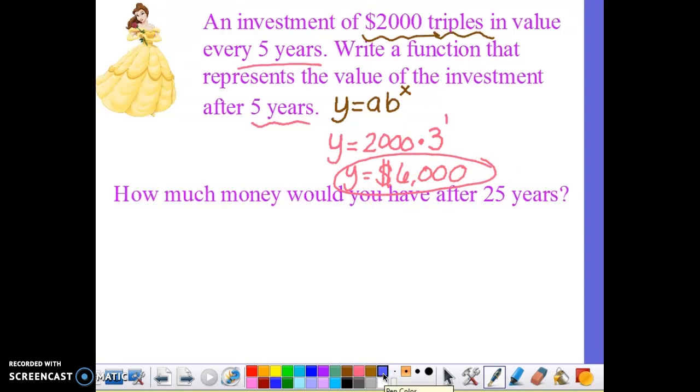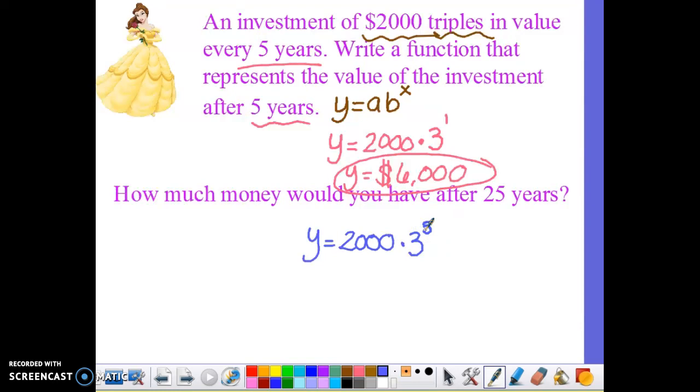The second part then says, how much money would you have after 25 years? So we're using our same formula as the first part. So I still have y equals 2,000 times 3. However, this time for my exponent, since it's for 25 years, and x represents every 5 years, we have 5 5-year spans in 25 years, so our exponent would be 5.